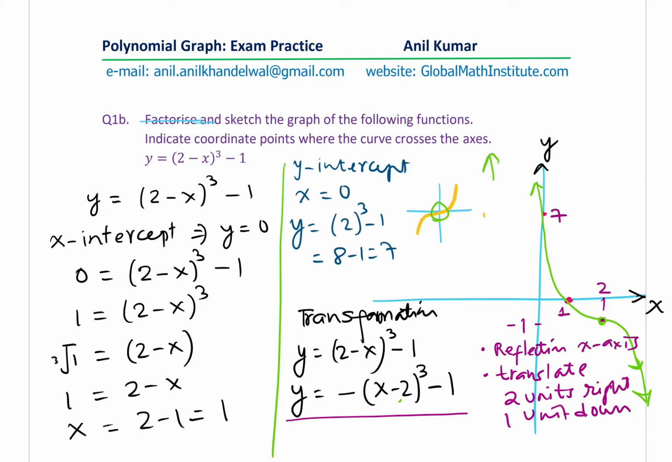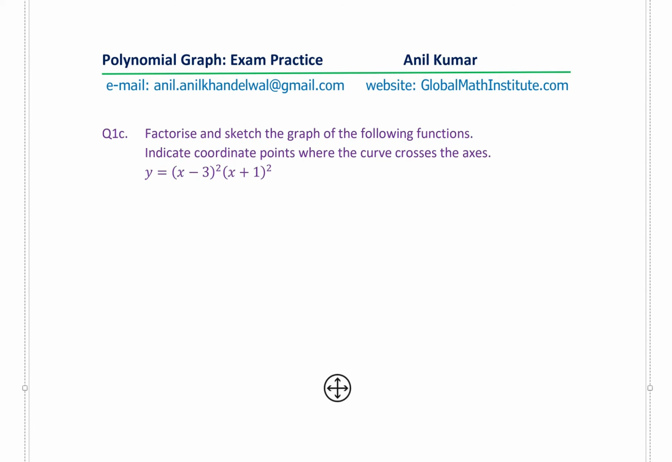So it's very different from what you've learned in this unit. You have to use the concepts of transformations to sketch this graph, and that is what I did. Have a good look at it, right? So this is the parent function which we reflected and then translated. Perfect. Now let's take the next example, which is a quartic function, degree 4.